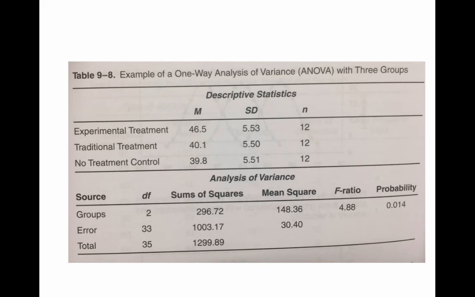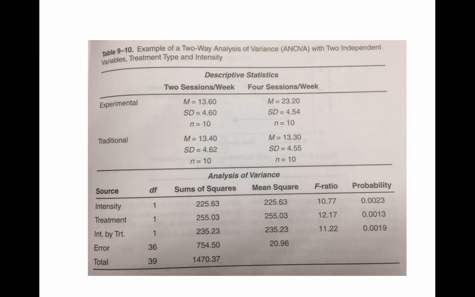This is an example of a one-way ANOVA with three groups: the experimental treatment, the traditional treatment, and no treatment, the control group. You have the mean, the standard deviation, the number of subjects. And you plug it all in, and the computer does the work.